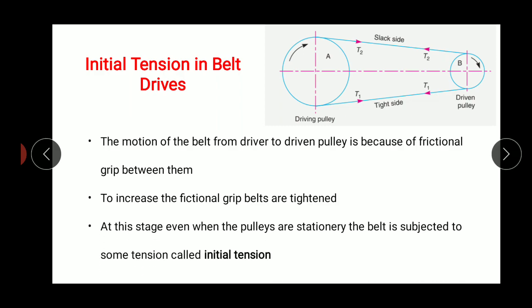Even while mounting the belt on the pulleys, this initial tension is applied before the pulleys are running. So even at the start, when the belt and pulleys are stationary, this initial tension is present. This tension is called initial tension.